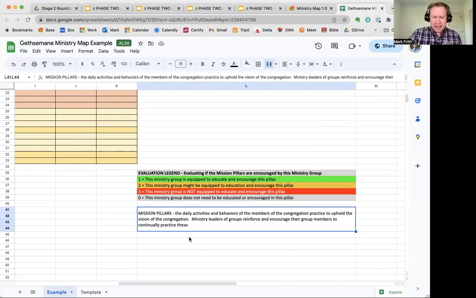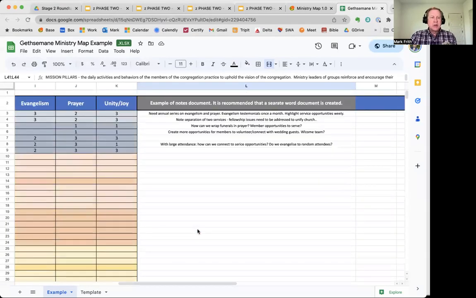Mission pillars are the daily activities and behaviors of the members of the congregation practicing to uphold the vision of the congregation. So when a ministry group meets, a church council or board of elders or board of education, LWML, evangelism group, whenever you're gathering together for a meeting, the leaders of that particular group, the ministry leaders of this group, what they can do anytime you're meeting with members of the church in a small group setting, the leaders can reinforce and encourage their group members to be practicing these pillars, which are, what does this mean?